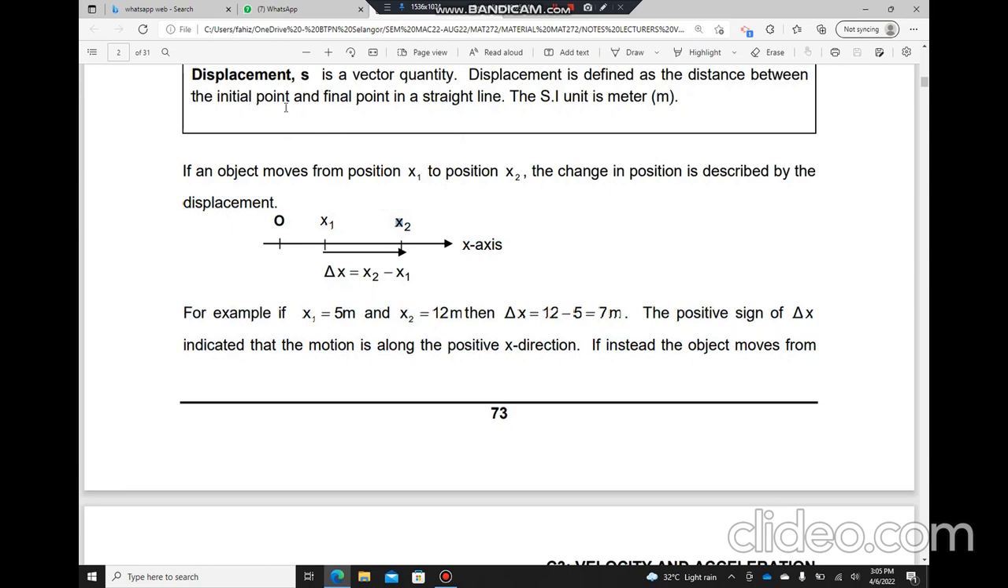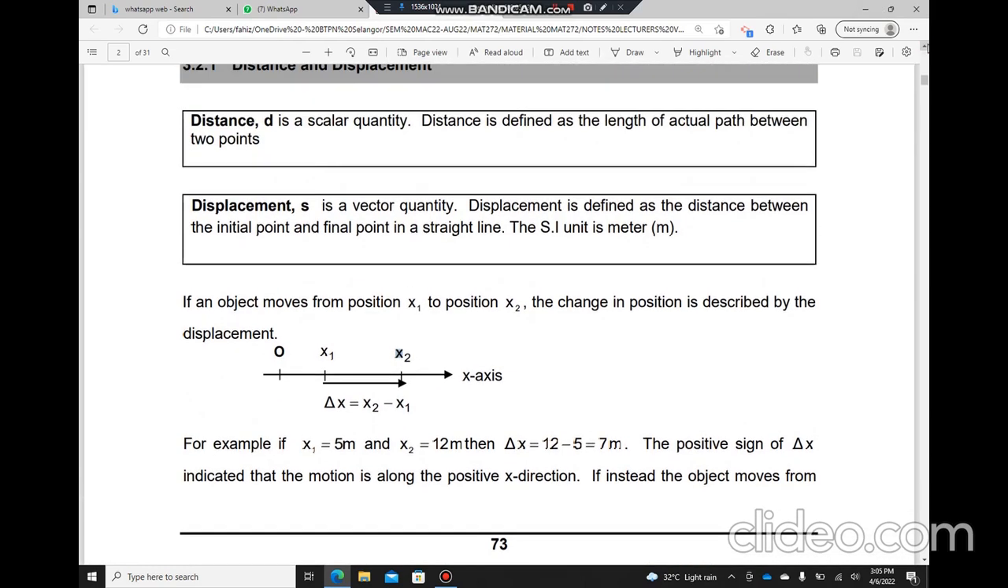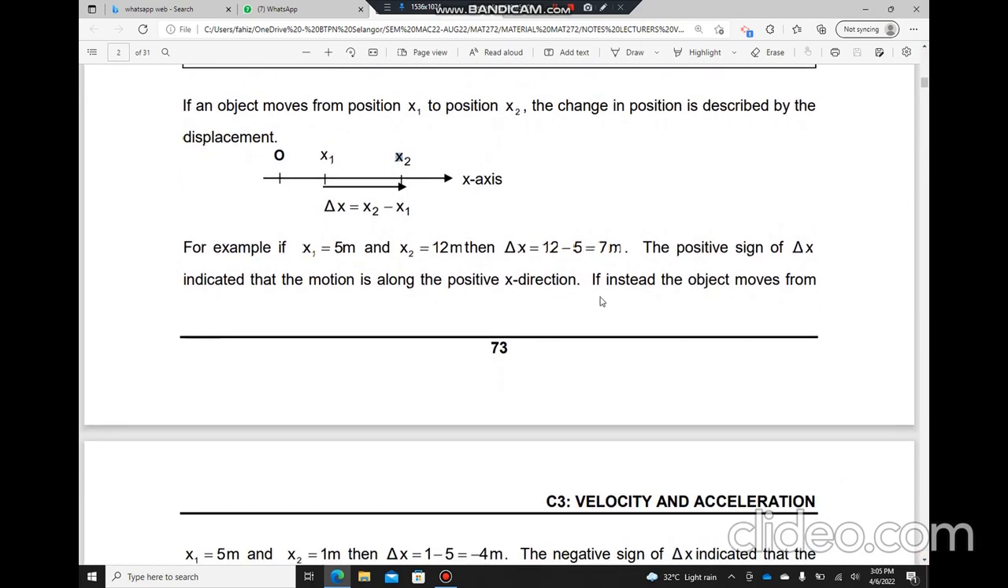Maknanya bila ada pergerakan, dia ada direction, dia ada arah. Okay, so that's why dia adalah vector quantity. Kalau distance dia cuma jarak, jarak antara dua point. So dia tak ada arah ataupun direction. Okay, so this one, the displacement, how to find the displacement?